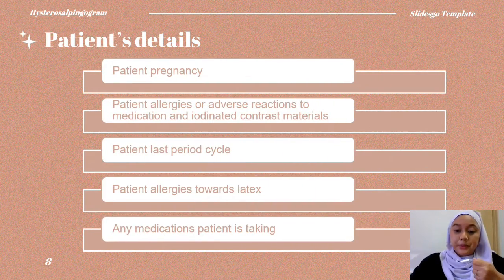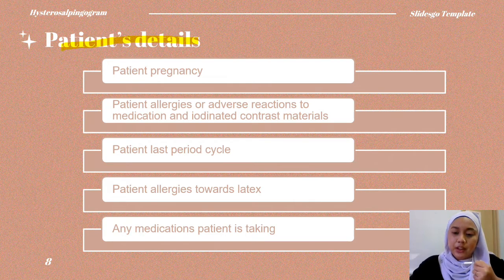So the procedure. Before we perform an HSG on the patient, we need to know the patient details. So what are the patient details that we need to know? First, we need to know about pregnancy. Is the patient pregnant? Then we need to know if the patient has any allergies or adverse reaction to past medication or other iodinated contrast materials. We need to know the patient's last period cycle, whether the patient has allergies to latex, and lastly, whether the patient has taken any medication. These are the important details that we need to record before we perform an HSG on the patient.